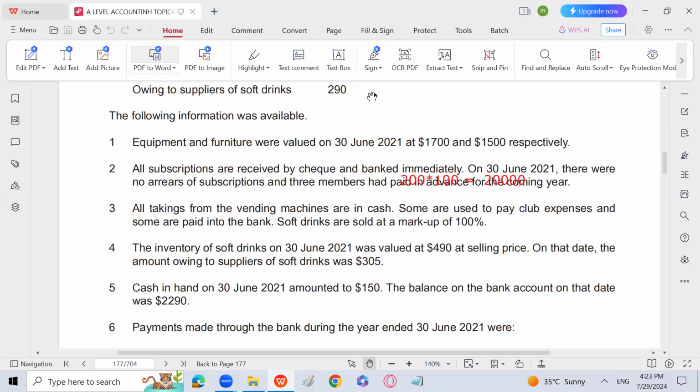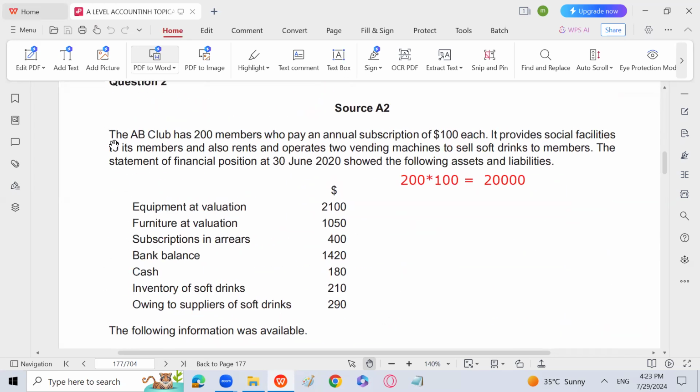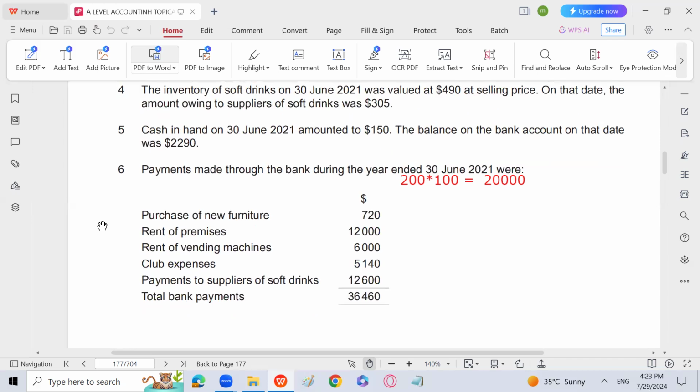Then opening trade payables, 290 are given, and closing trade payables are also given. So we have to prepare purchase ledger control account to find credit purchases. Payment to trade payable, let's see. Payment to trade payable should have been given in the question. Payment to supplier of soft drinks is given. So let's prepare the vending machine trading account.